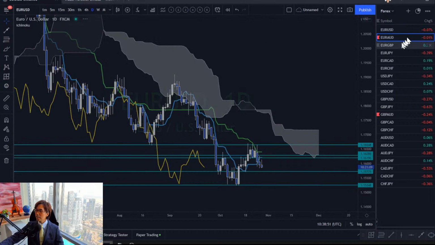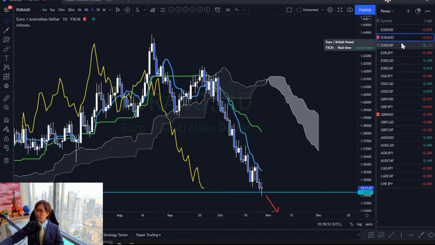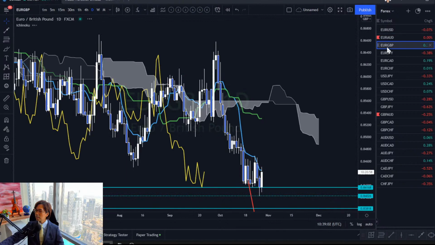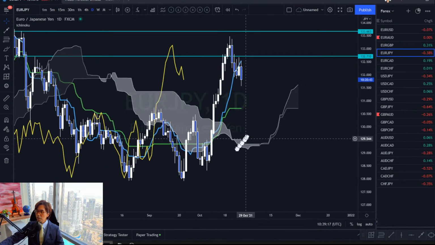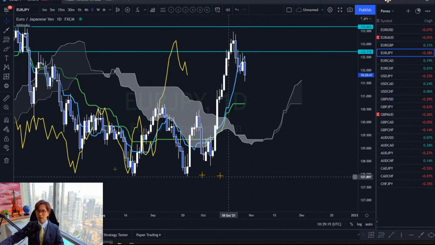So let's see. Okay, Euro AUD has been going down, so there's no retracement, so it's difficult to use this one. And let's see, Euro pound is also a bit retracing, but since this is a huge downtrend, I don't use this in this case. Euro JPY looks good.